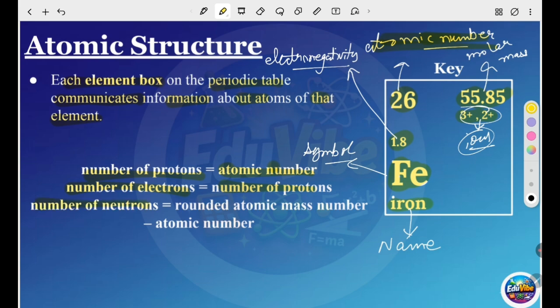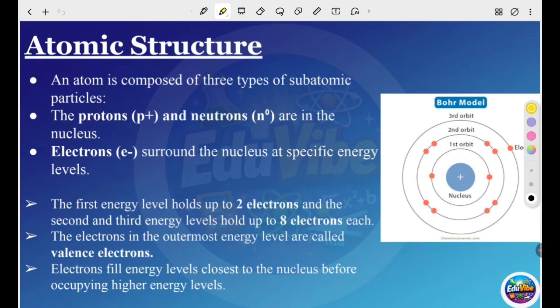Next we have the number of neutrons. We use the number of neutrons very little in this unit, but we know that it is equal to the rounded atomic mass number minus the atomic number. So what is the atomic mass number? We'll learn more about this later in this unit. Moving on to the atomic structure.